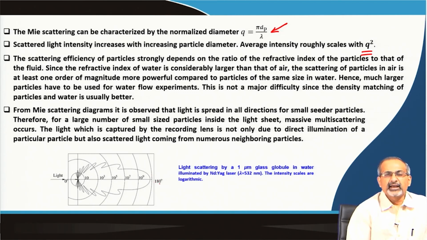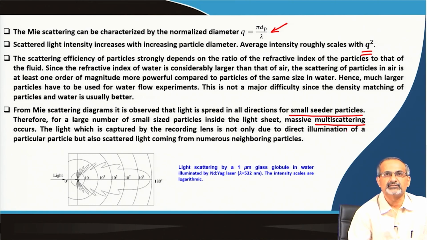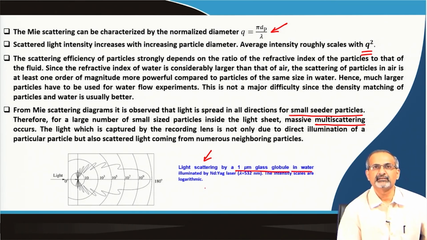Now, from Mie scattering diagrams, it is observed that light is spread in all directions for small seeder particles, and therefore there could be a lot of multi scattering in such situations. Here we have provided a Mie diagram again for a 1 micron glass globule in water with the same Nd:YAG laser.